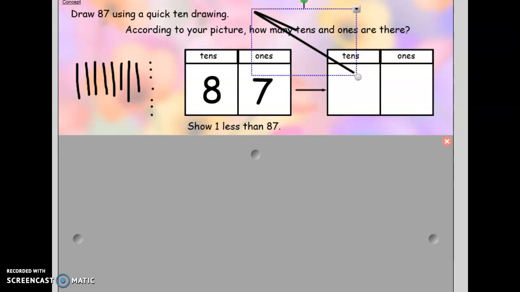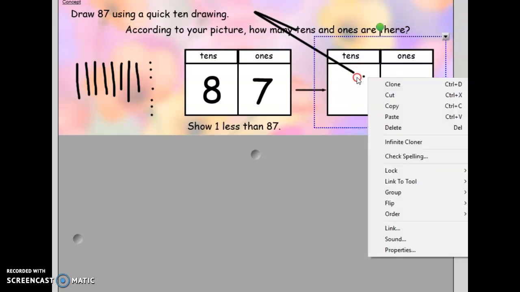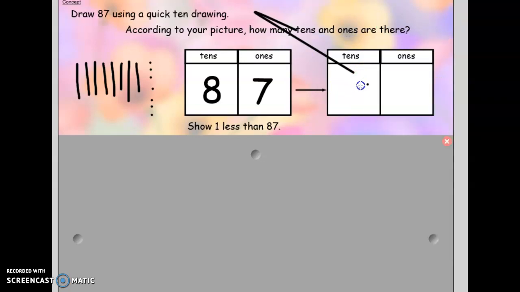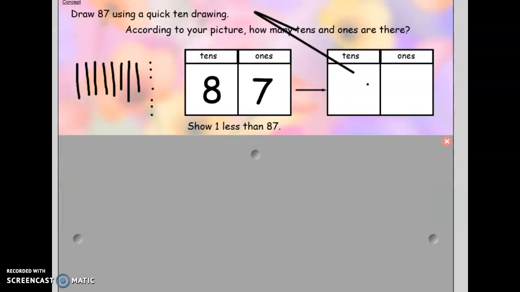Oh my goodness. Sorry guys. What in the world? Okay, we're going to write it underneath instead. Just had some technical difficulties.